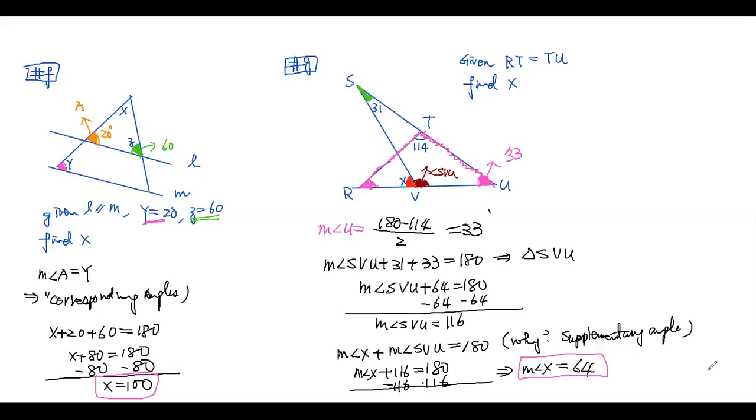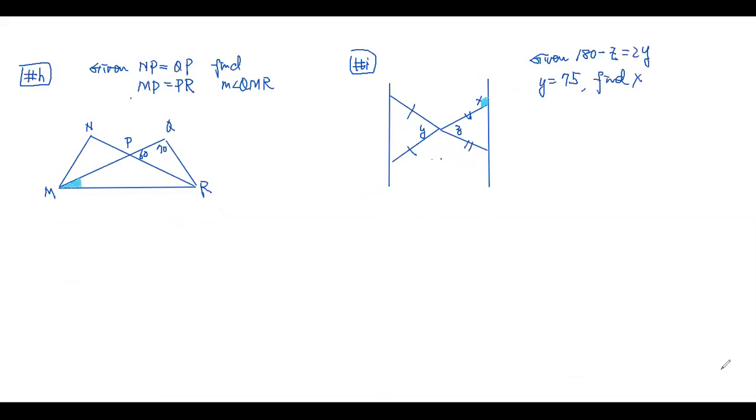Okay, now let's take a look at the next one here. I know NP equals QP and MP equals PR. Now I'm looking for the angle QMR. Let's color using the lengths they give us. NP equal to QP, so that means this line equals this line. Then the other color here: NP equal to PR, so it's this side, right? NP equal to PR is this side.